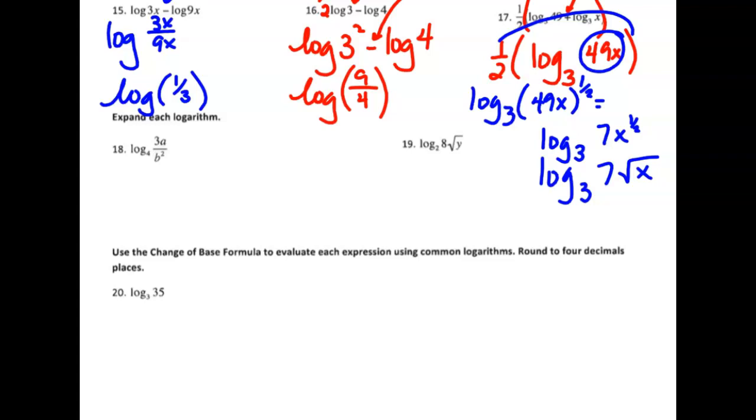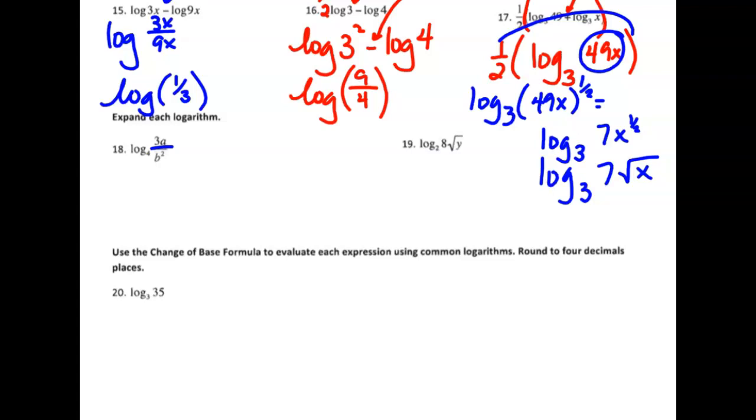All right, the next two are doing the reverse. We are expanding them. So in this first example, I see several things. I see a product, the 3 is being multiplied to the a. I see division with my fraction bar, and I see a power, b is being raised to the second power. So I'm using all three of my log properties.